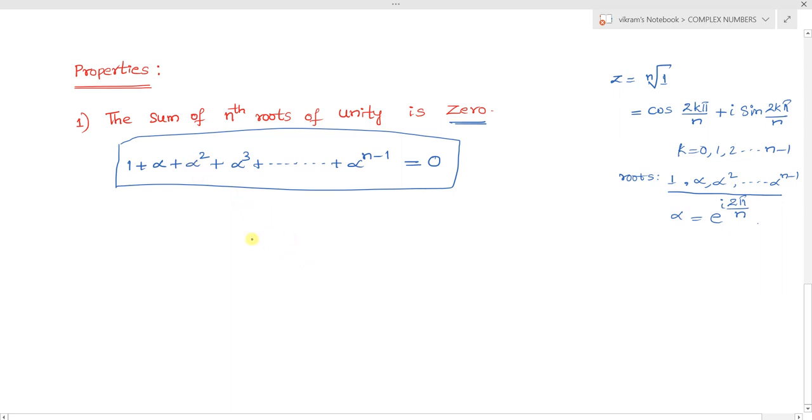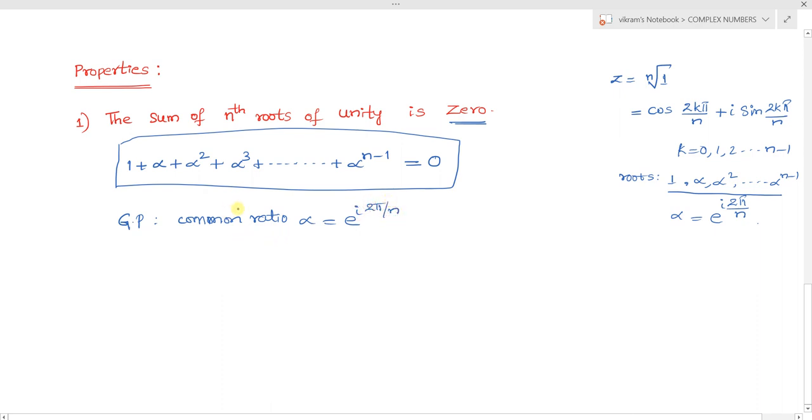Let me go for the solution. We know that this series 1, alpha, alpha square, alpha cube, and so on up to alpha power n minus 1 is a geometric progression with a common ratio. What is the common ratio here? The common ratio is alpha, where alpha equals e power i times 2 pi by n.